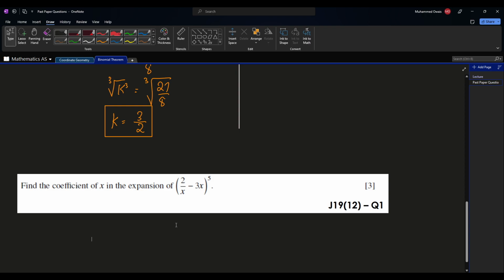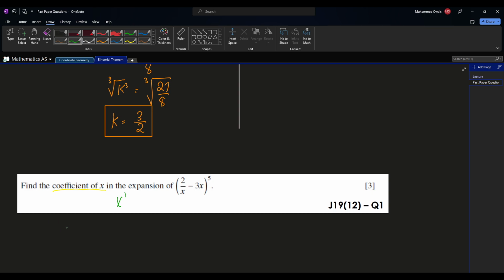Alright, here we have another question from the year 2019, May-June, paper 12, question 1. This time it is asking us to find the coefficient of x in the expansion of this. Alright, it is asking us to find the coefficient of x. Therefore, x is a power of 1. Now then, we can once again do what we did last time, NCR.